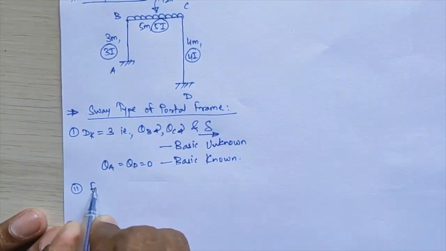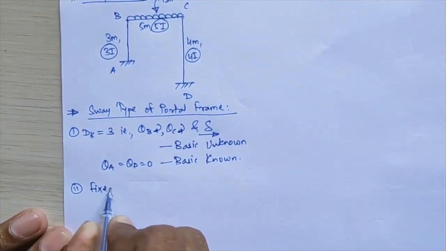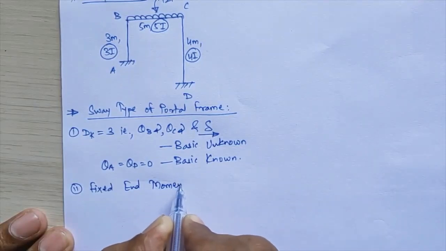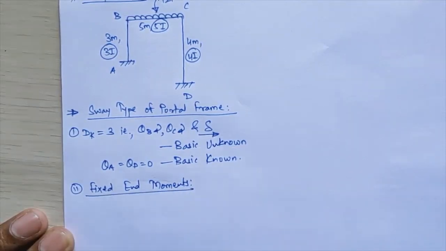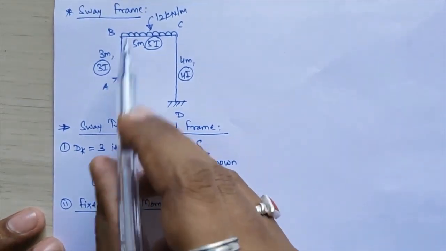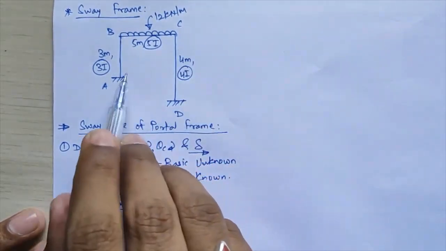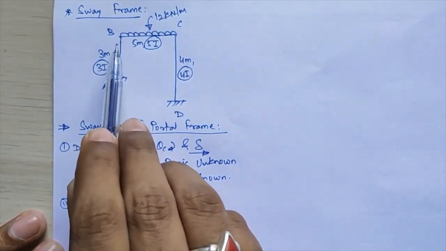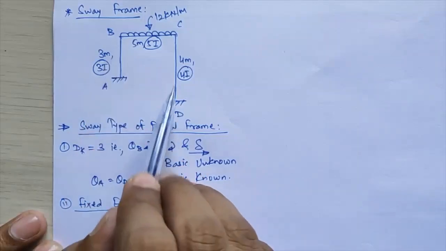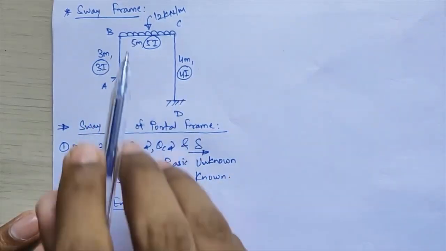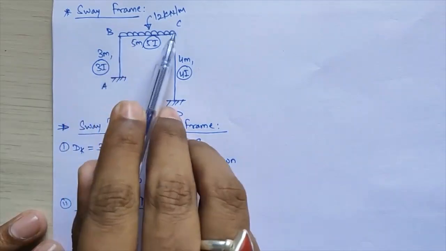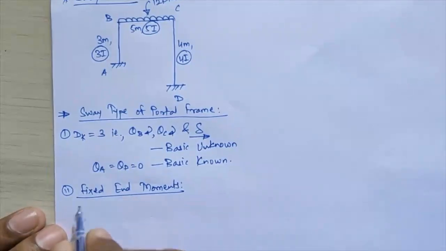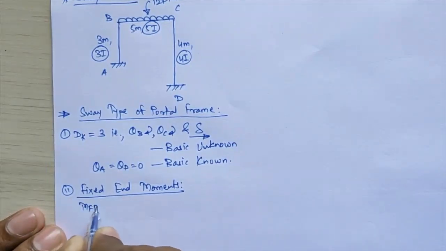Then we move to step number 2. What you have to do is calculate the fixed end moments first. If you observe columns AB and CD, there is no loading given, so the intermediate span loading is 0. So the fixed end moment for column AB and for column CD will both remain 0. Fixed end moments will be calculated only for the horizontal member, the beam member BC.